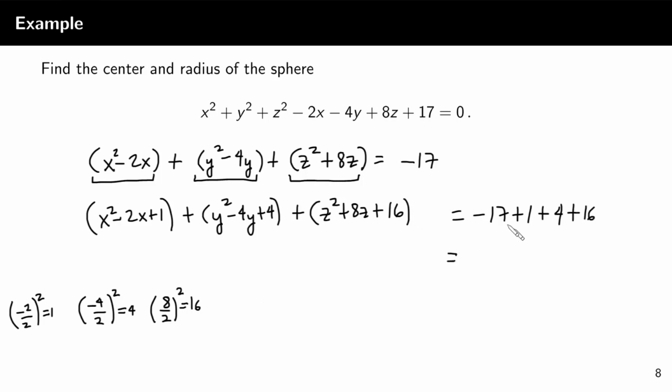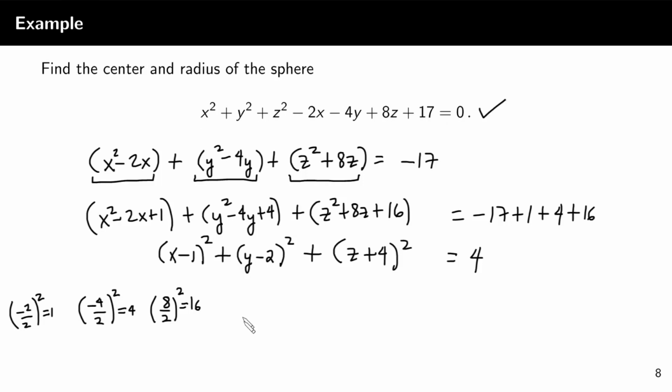Okay. So we add negative 17 plus 1 plus 4 plus 16, and you get 4. Now, these three groups are perfect squares. This x squared minus 2x plus 1 is equal to x minus 1 quantity squared. This one is y minus 2 quantity squared, plus this one is z plus 4 quantity squared. Okay. So we have now transformed this equation into the equation of the sphere.